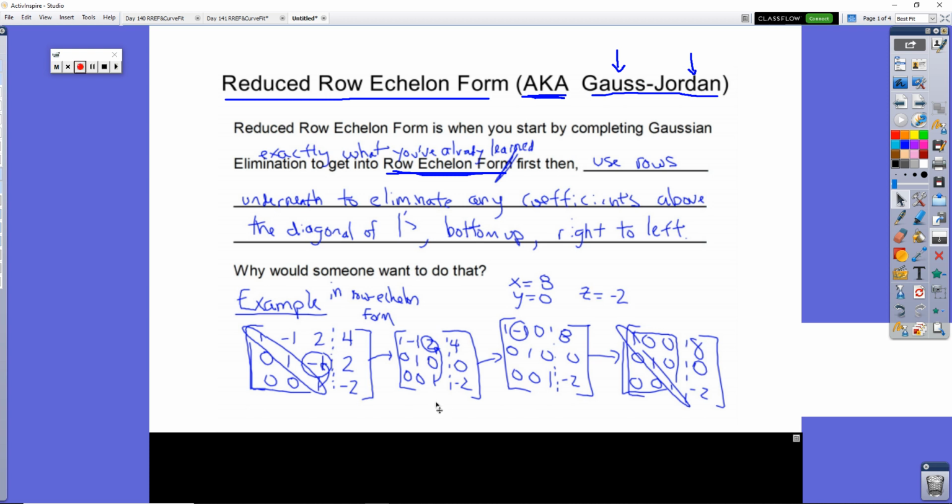And if somebody else was doing the work for you, you wouldn't want to stop here because you'd still have to do the back substitution. If somebody else, namely your calculator, was going to do the work for you, you'd want it to go all the way to this form where you could literally just read the answers right out of the matrix.